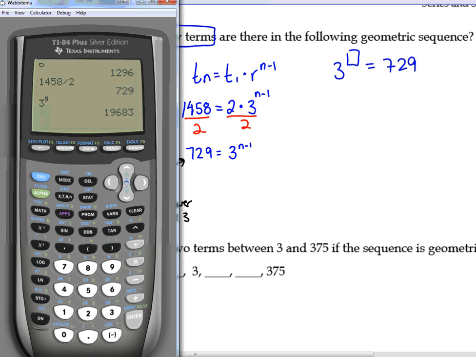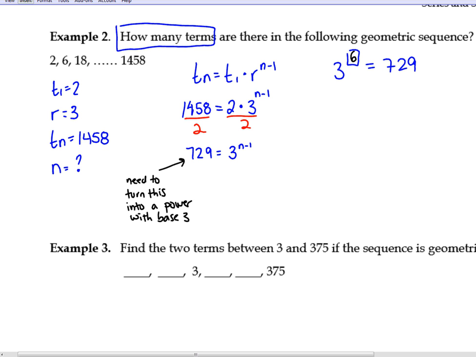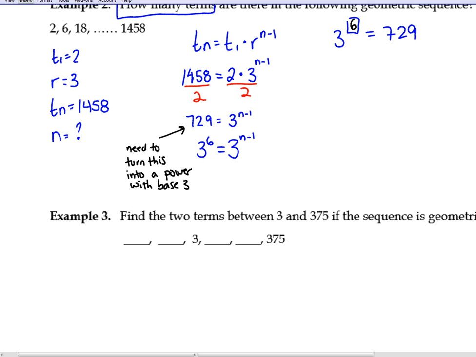Nope, let's try another one. 6. Sure thing, 6. So instead of writing 729, I'm going to write that instead as 3 to the power of 6. And now 3 to the power of 6 equals 3 to the power of n minus 1. So this is good. Now we have two bases. You just have the bases equal to each other. That means their exponents are also equal to each other.